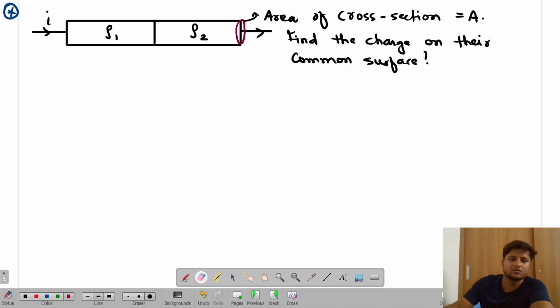Yeah. So I think it's not resistivity. Sorry, my bad. Okay, so let us start.